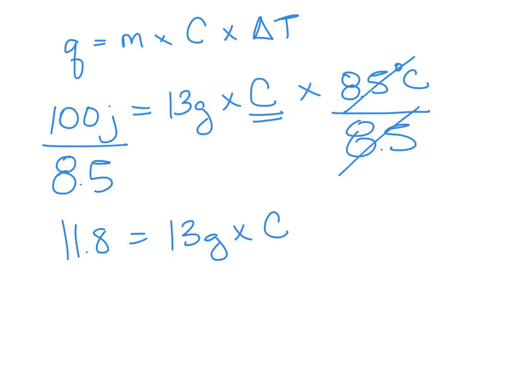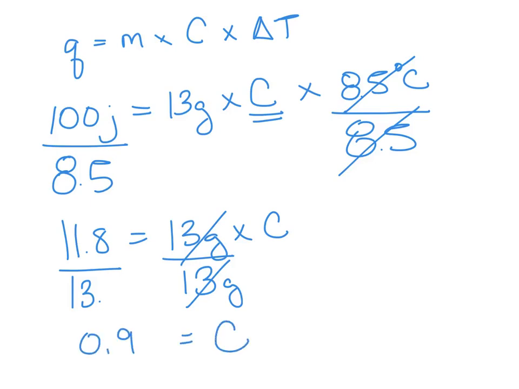Now what I want to do is bring this 13 grams over to the other side. I'm multiplying it to the specific heat capacity, so to get rid of it, I'm going to do the opposite operation, which is divide, and whatever I do to that side, I also have to do to this side. And then 11.8 divided by 13 is going to give me 0.9, which is equal to my specific heat capacity.